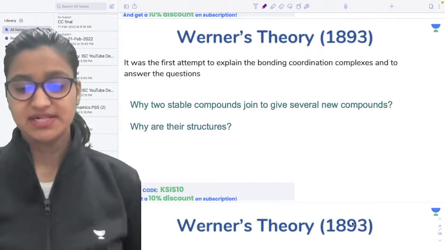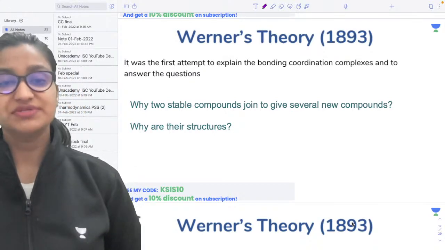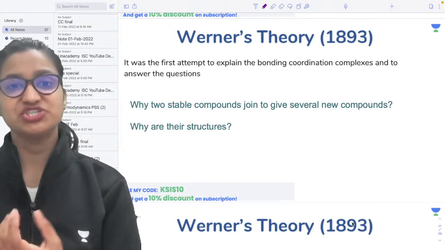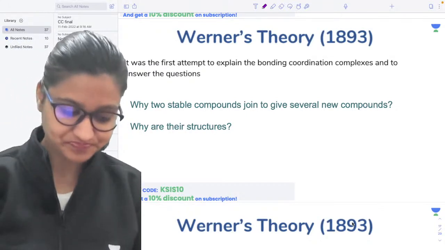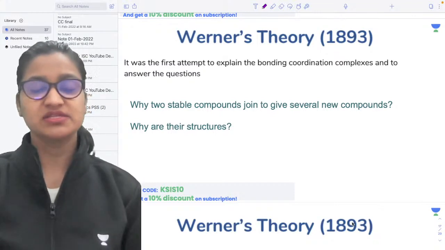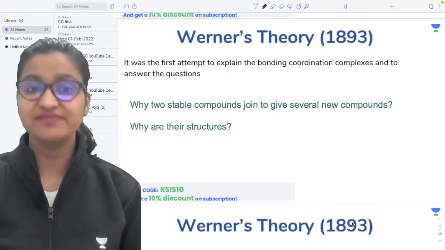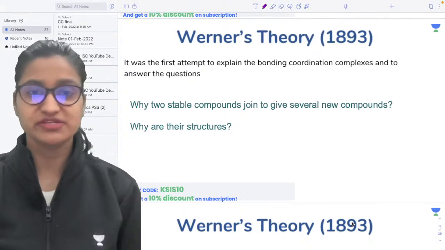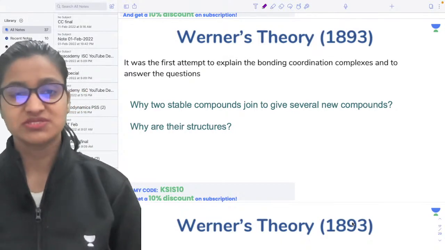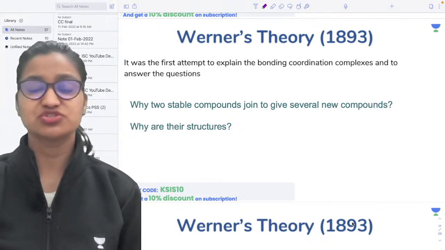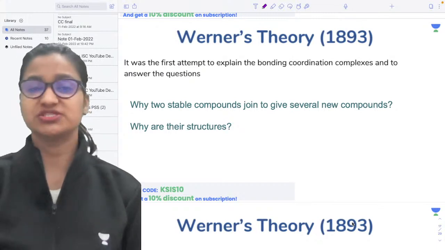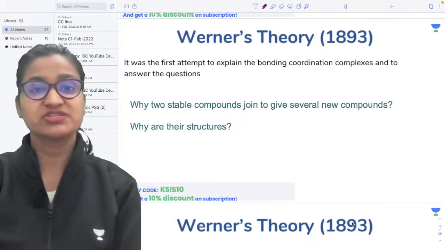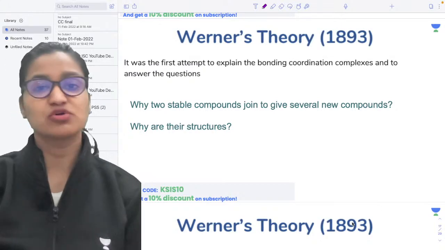Werner was the very first person who took an attempt to explain the bonding of coordination complexes and how it works. There were various questions in everyone's mind: in addition compounds, why are two stable compounds joining together to give several new compounds, and why are their structures so different? So these were the questions, and Werner made the first attempt to explain the bonding of coordination complexes.